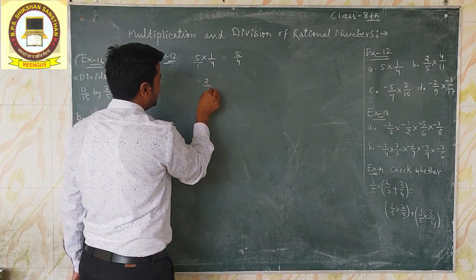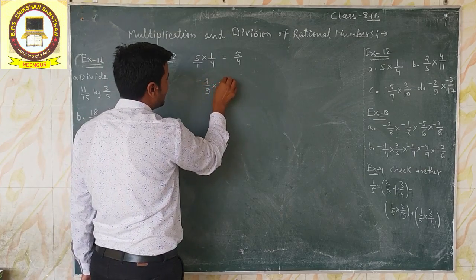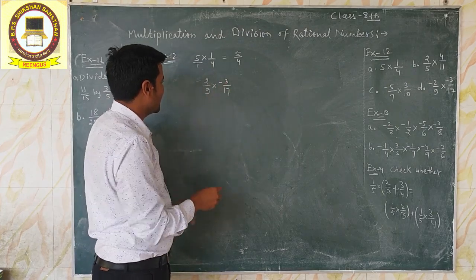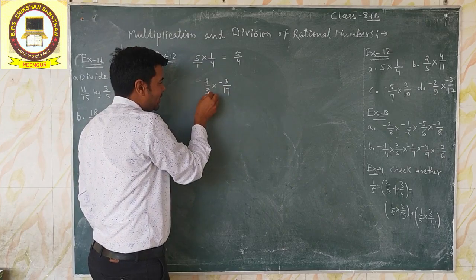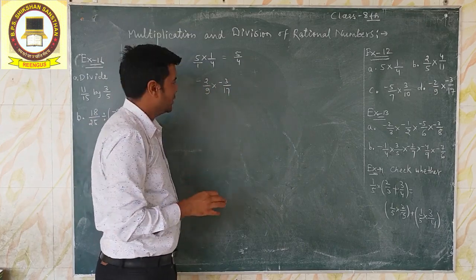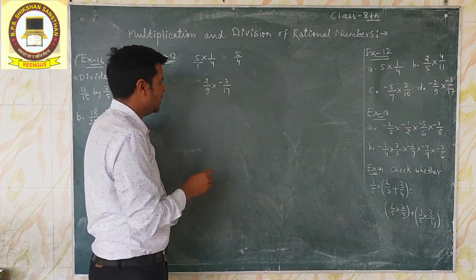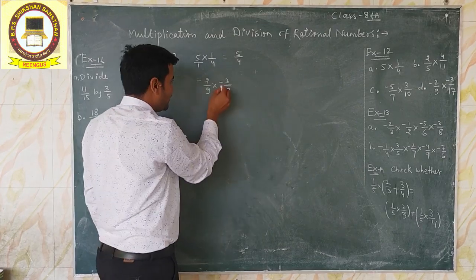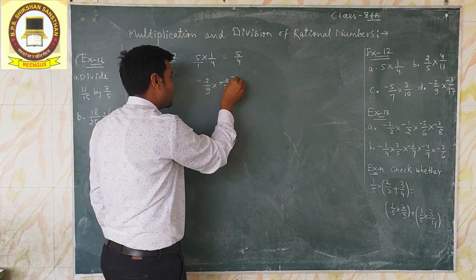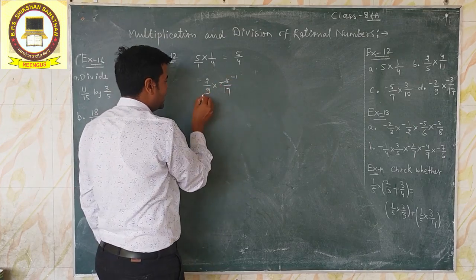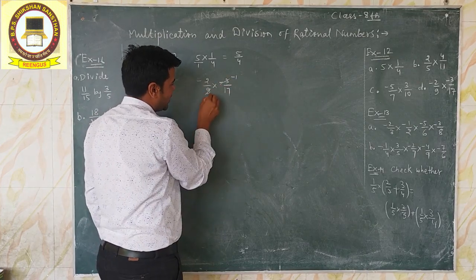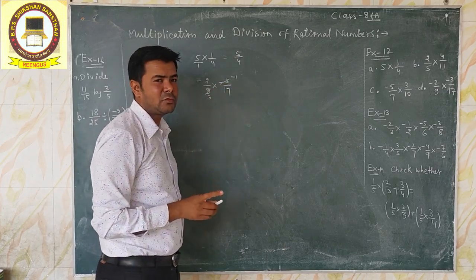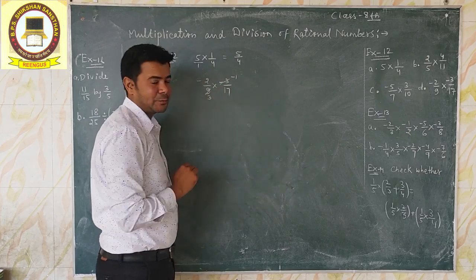So minus 2 upon 9, we have to multiply it by minus 3 upon 17. Now you have to see that this numerator and this denominator can be simplified, right? Both of these are divisible by 3. If we divide minus 3 by 3, we get minus 1. And if we divide 9 by 3, we get 3. So minus 3 and 9 are both divisible by 3, and we can simplify it.